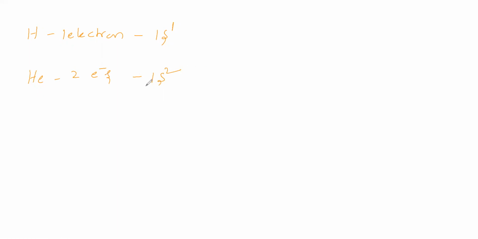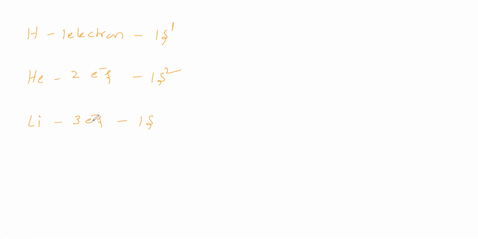So this 1 indicates the principal quantum number. This 2 indicates 2 electrons. 2 electrons go to the s orbital, we can say. So the electronic configuration of helium is 1s2 in the ground state. The Aufbau principle is for the ground state. Next we will take lithium, atomic number 3. So it has 3 electrons. First we will take the least energy orbital, that is 1s.